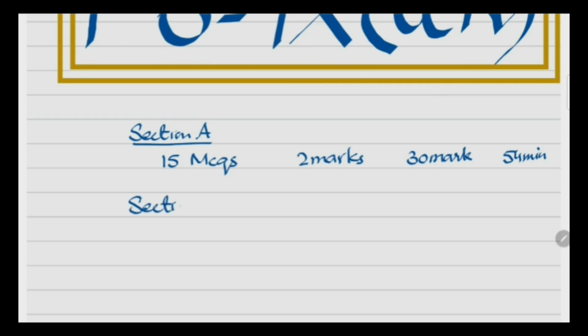Section B has 3 OTQ questions, in which you are given a scenario and asked 4 or 5 questions from that scenario. Each OTQ question is of 10 marks, so the total marks are again 30, and the time limit is 54 minutes.